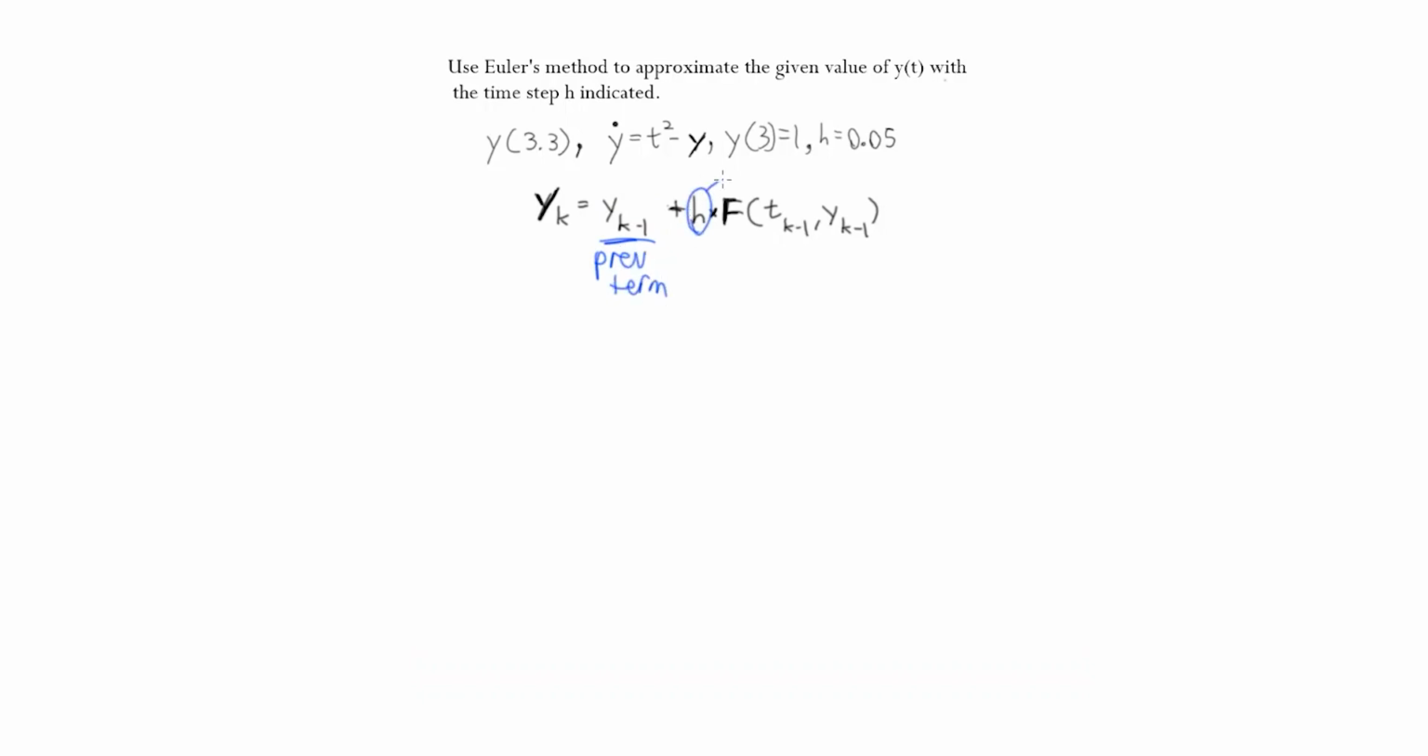And then h is your given. It's the time step. It's how far along you're stepping. So if you start at 3, you add 0.05 to get the next step. So Euler's method is a formula based on steps. And this complicated thing over here is just the slope with the previous inputs.